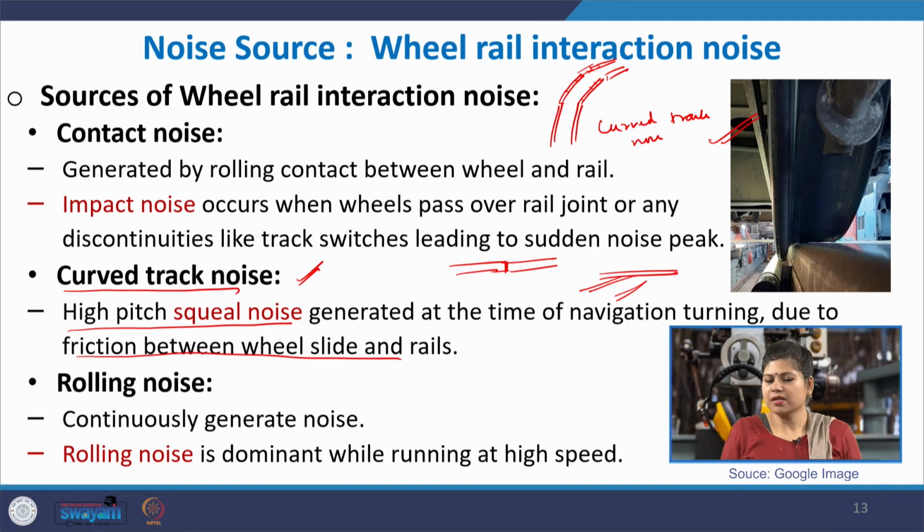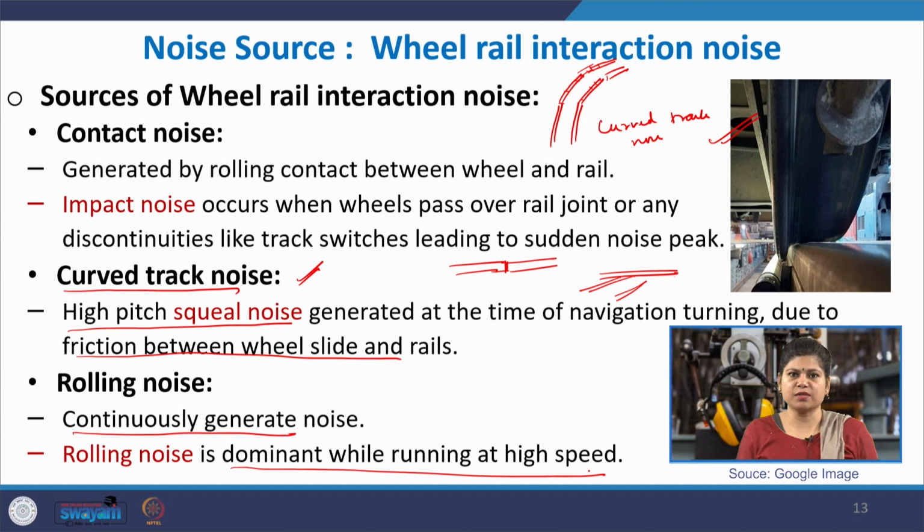The rolling noise: in the wheel rail interaction, the mere contact propagates sound. Passing through the curve generates high pitched squeal noise, and just the mere phenomenon of the wheel rolling over the track creates noise. This is continuously generated noise which is present, and it is very dominant at high speed.